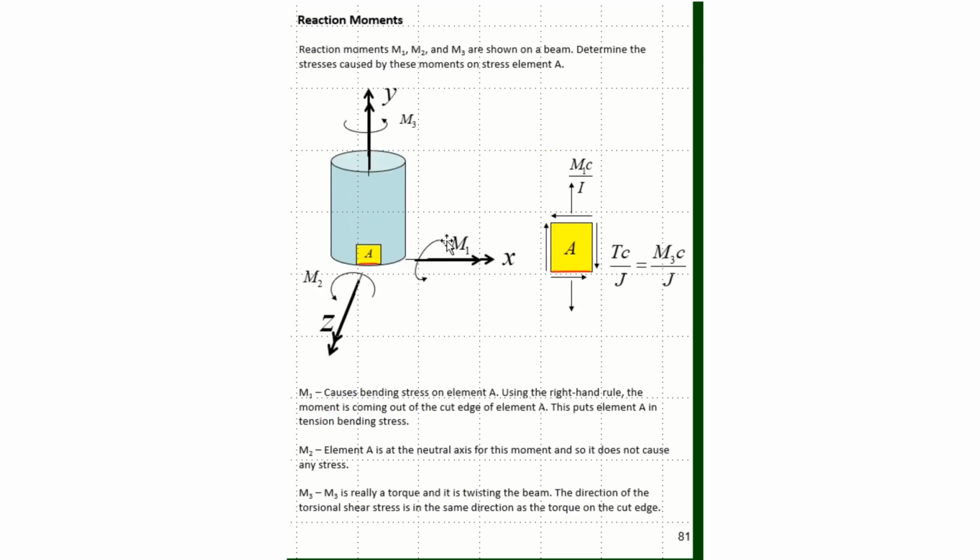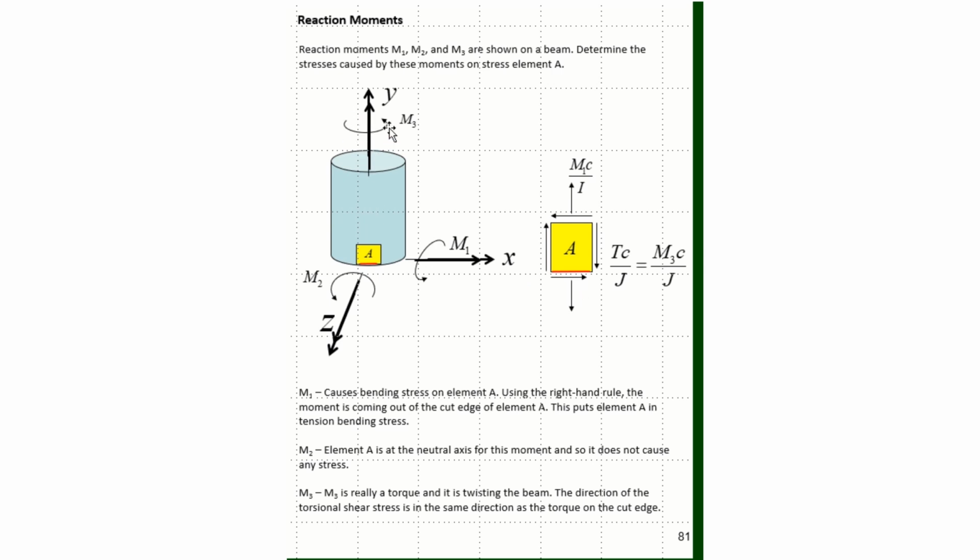When we look at the moment, here we have an M1 about the positive X. Here we have an M3 about the positive Y. And here we have an M2 about the positive Z. If I look at what M1 does, M1 is going to cause a bending stress on element A. And this bending stress will put element A in tension, because if I put my thumb in the direction of the X, my fingers would be coming out of the bottom of this cut edge and up into the back of the cylinder. So my fingers coming out of here would represent that this is in tension.